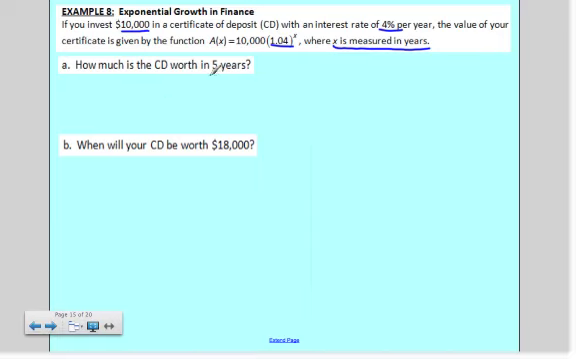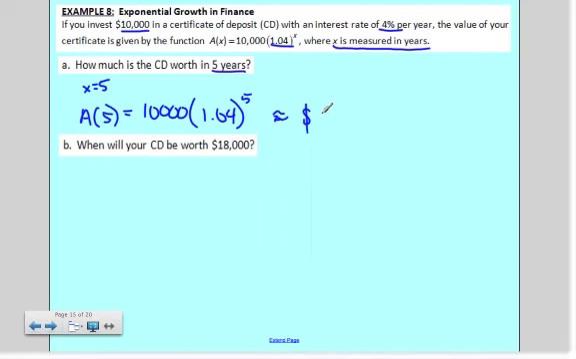So here, how much is the CD worth in 5 years? Let's use our notation properly. So that's A of 5. Well, I'm going to just write x equals 5 because of the 5 years. And so A of 5 equals 10,000 times parentheses 1.04 to the 5. And now you just get your calculator out and you get approximately $12,166.53. This is a case where we actually don't go to three places past the decimal because we're asking about money, you know.